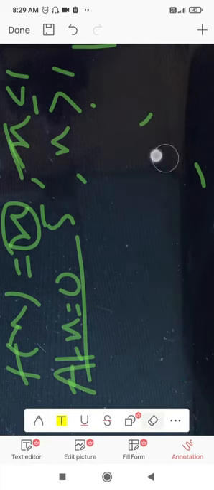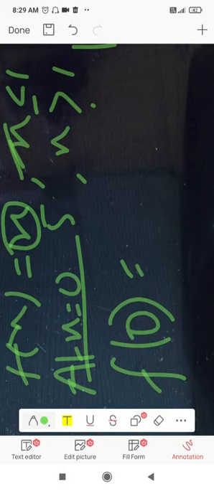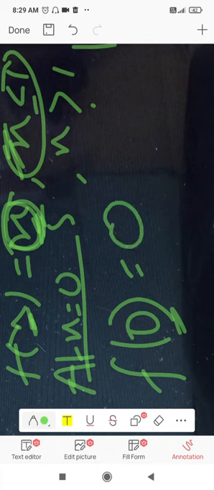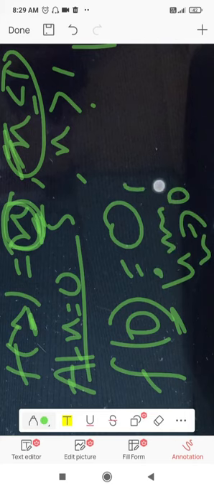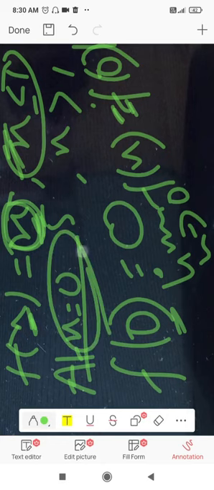Now we shall check the value of the function at the point 0. That means f of 0. The value of x is 0. The condition is: when x is less than or equal to 1, 0 is less than or equal to 1, so we have to use x. Whatever is put in place of x, that we have to put here. If it is y, then it is y. If it is 1, then it is 1. If it is 0, then 0. That means 0. So what we got? Limit x tends to 0 f(x) equals f of 0. Therefore, the given function is continuous at the point x equal to 0.